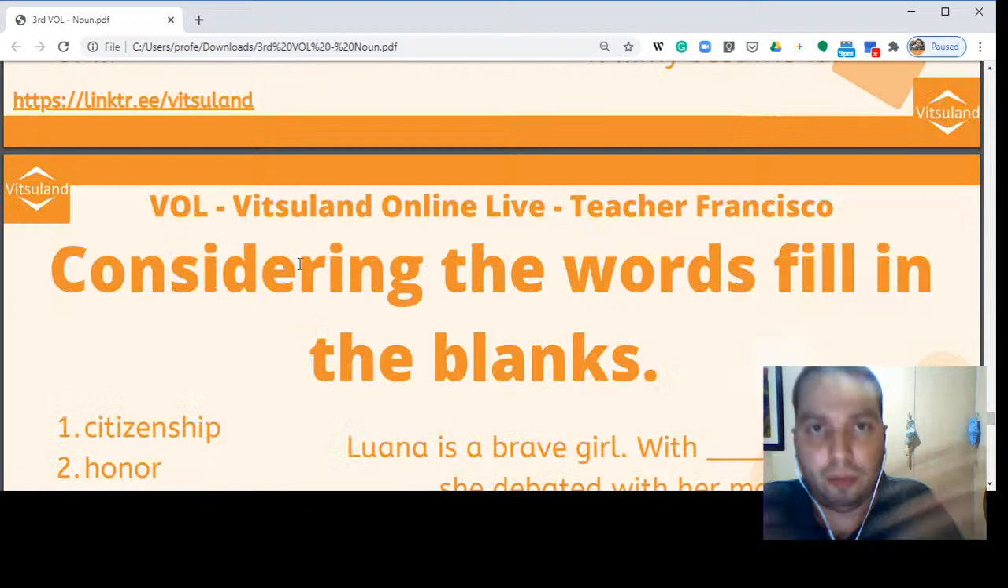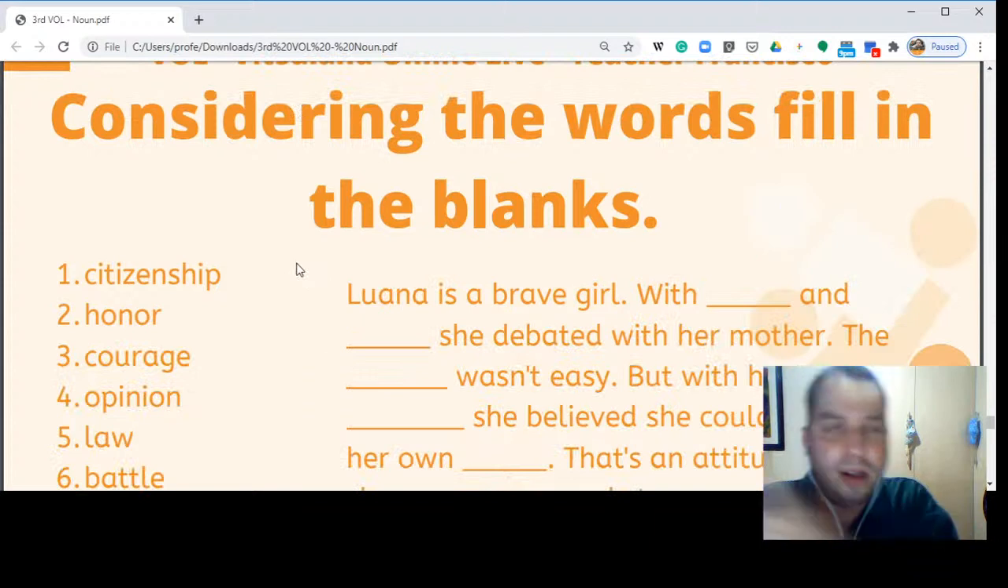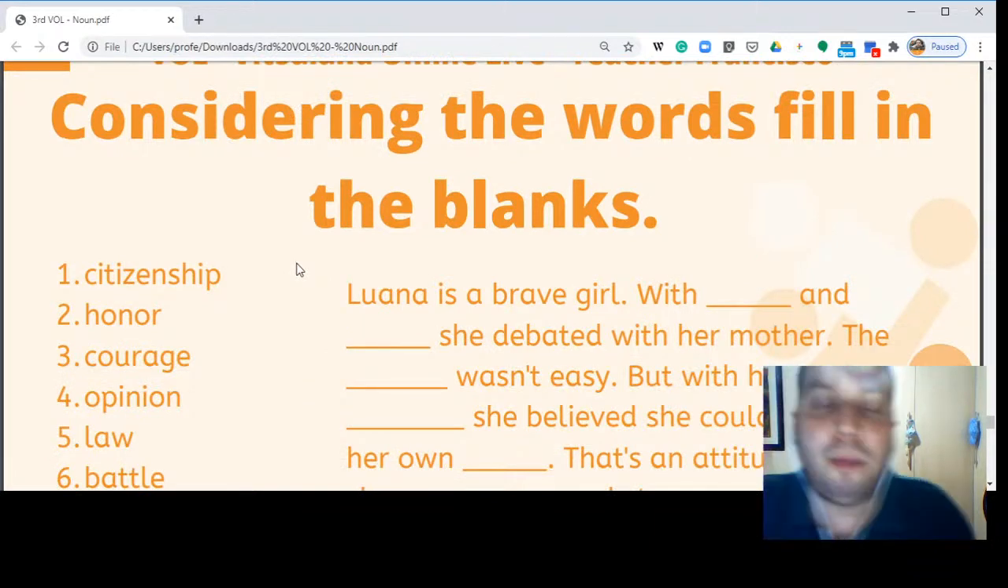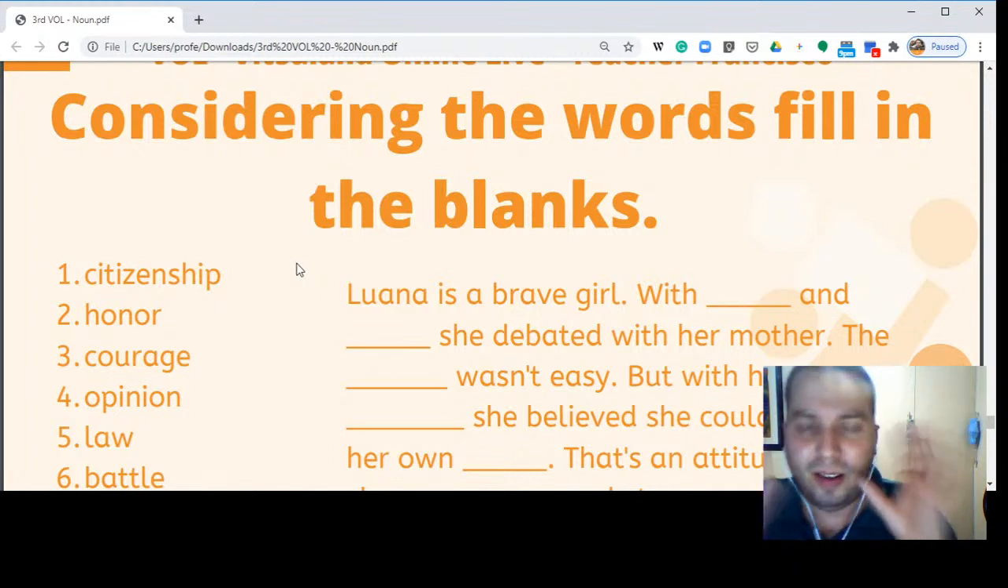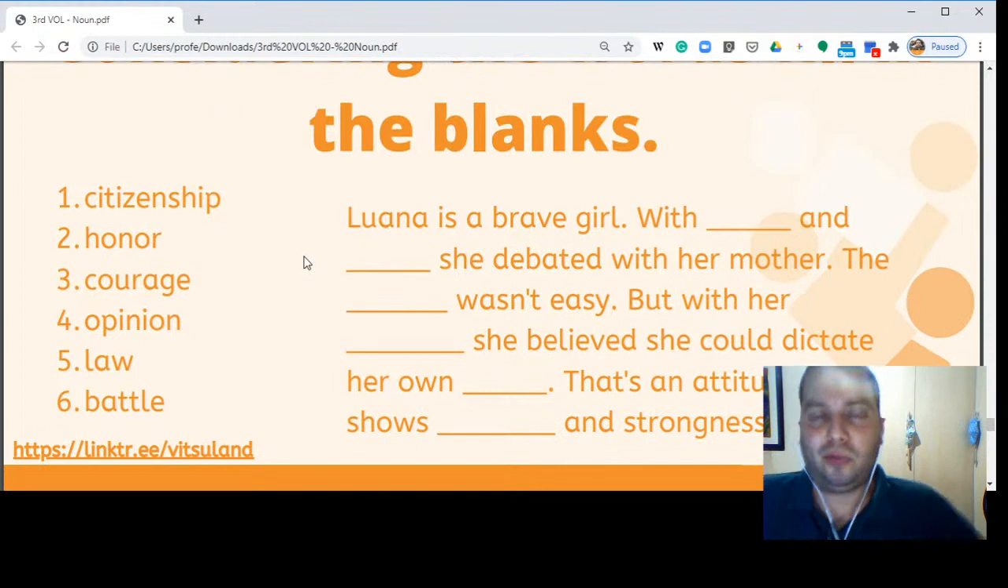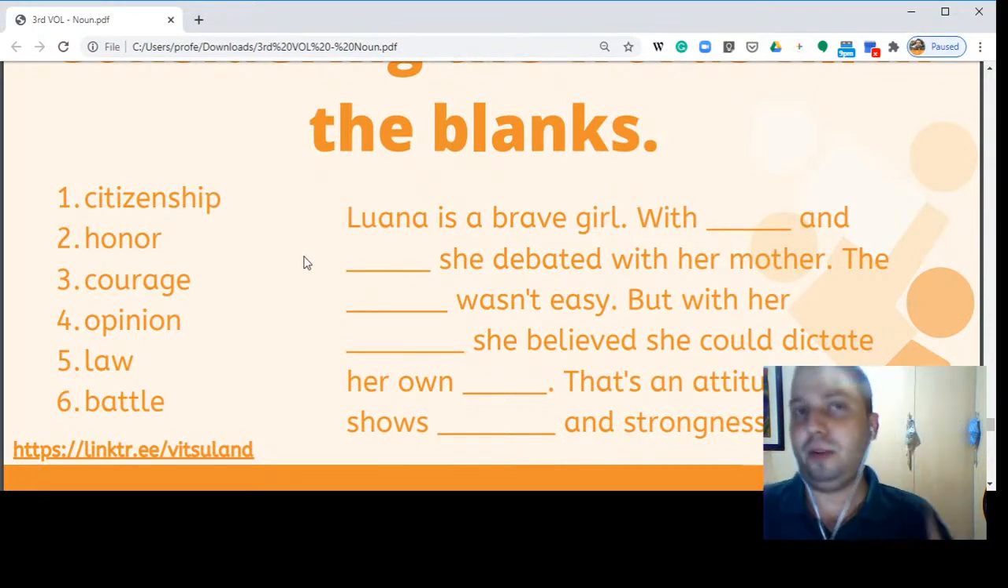And now we have the last part, the last exercise, summing it up. Okay? Considering the words, fill in the blanks. So I just created a text and some words, some strong and even some words related to policy, okay, it's a little bit formal. But just to verify and check out the meanings of these nouns, right?